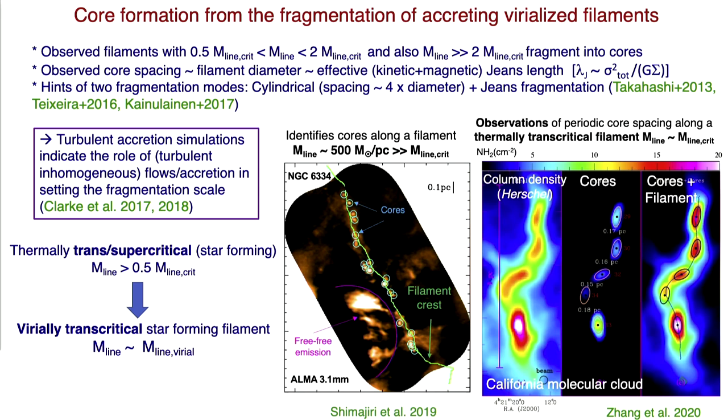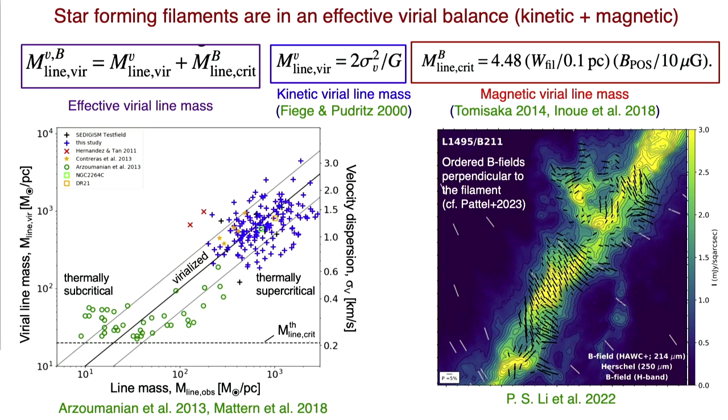Another important result is that the filaments that are star forming have line masses which are close to the virial line mass. And by virial line mass, I mean the effective virial line mass, taking into account kinetic turbulent support and also magnetic support, which are both important in order to support filaments against gravitational collapse.